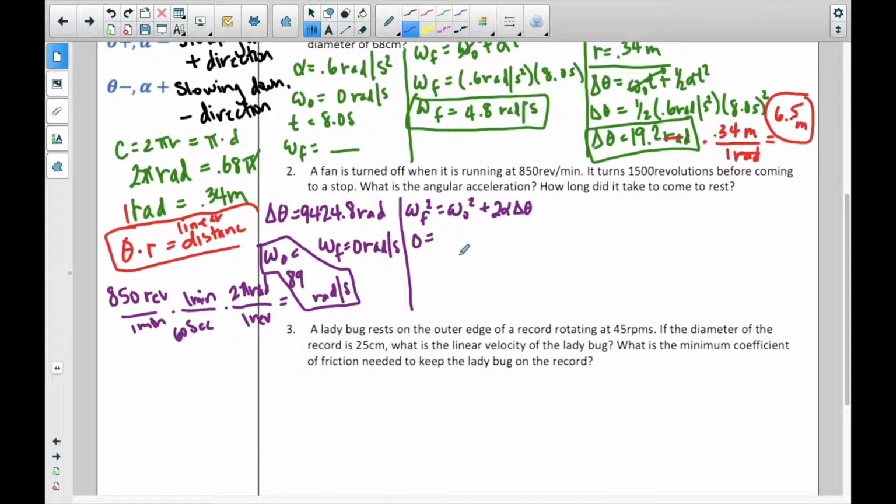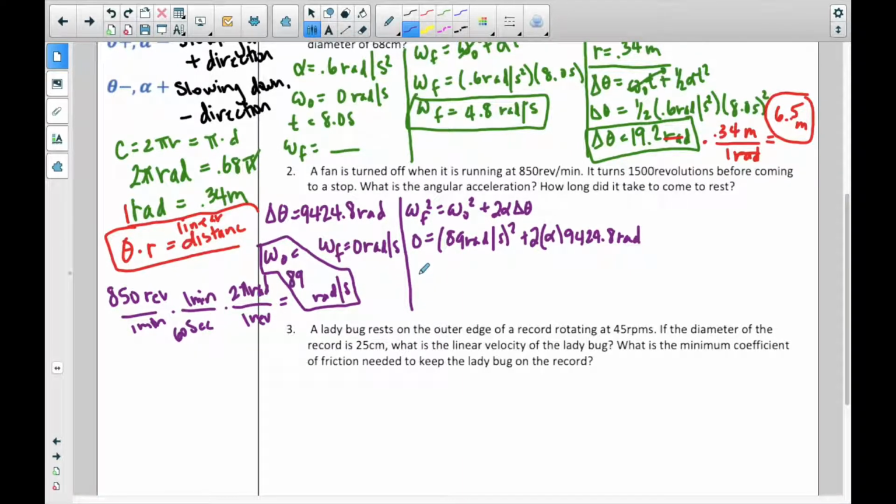Our initial velocity was 89 radians per second. We need to square that. And so we take that plus 2 times alpha, that's what we're looking for, 9424.8 radians. So let's go ahead and square that 89 to the second and bring it over to the other side.